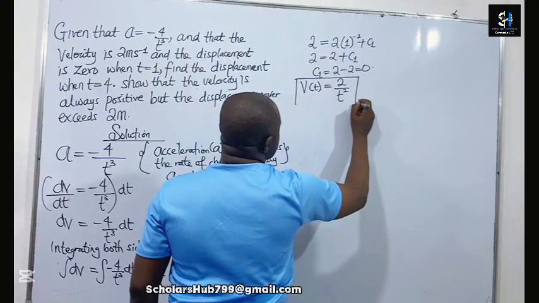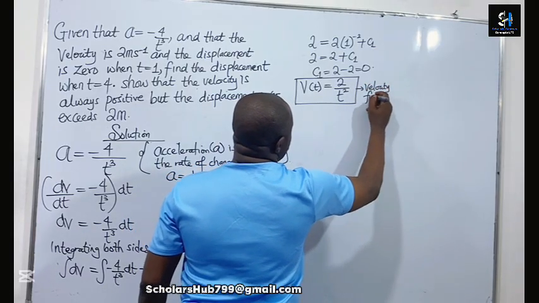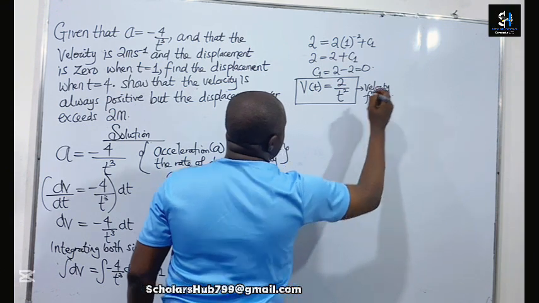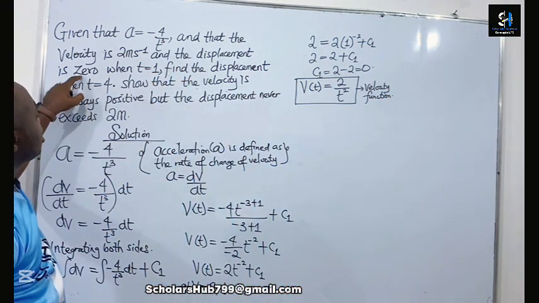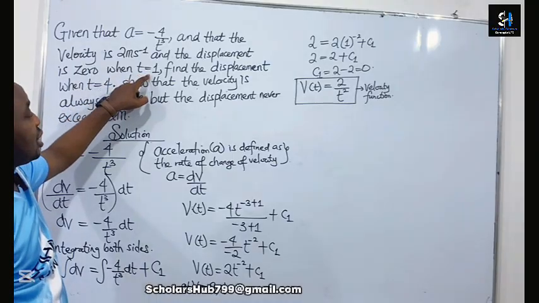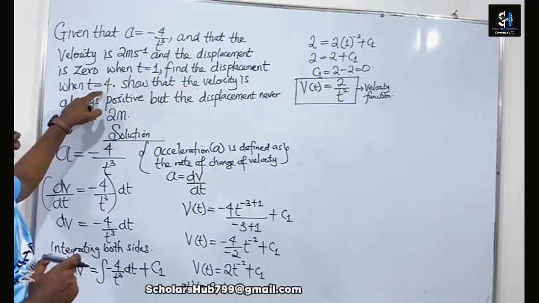This is the velocity function. Okay, now, again, we have that the displacement is 0 when t is equal to 1, and that we should find the displacement when t is equal to 4.